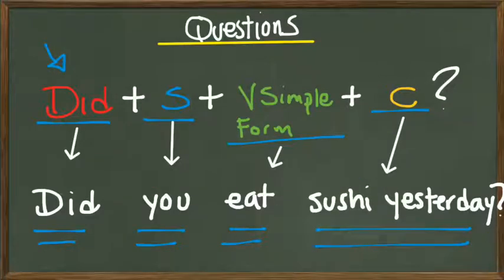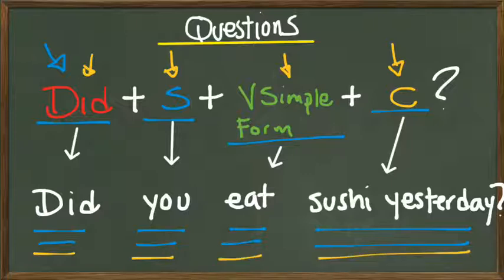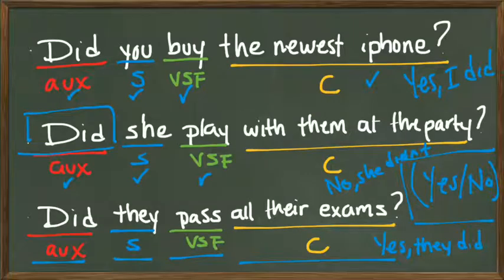Questions. Questions are really simple in English. All you have to do is use did, subject, verb in simple form, and complement if necessary. Example, did you eat sushi yesterday? Examples, did you buy the newest iPhone? Did she play with them at the party? Did they pass all their exams?